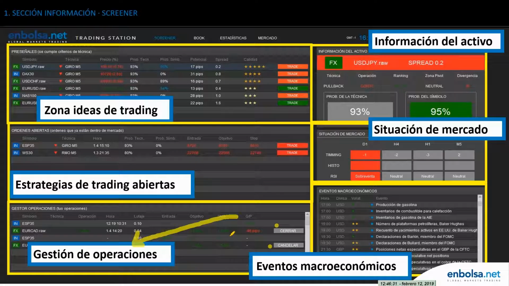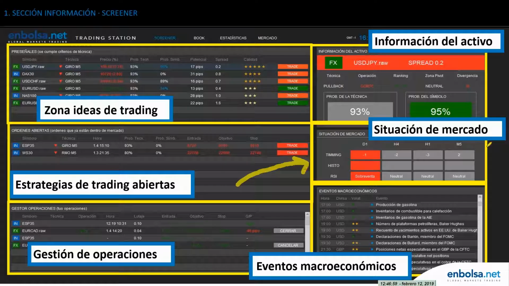In the fourth place, we see Instrument Information. Every time we click on an asset in the trading idea zone or the order area, specific information about the selected instrument will show up. That information will be related to the technique, type of trade, ranking, pivot points, and probability of success.